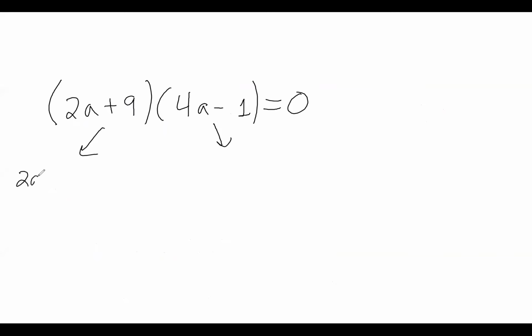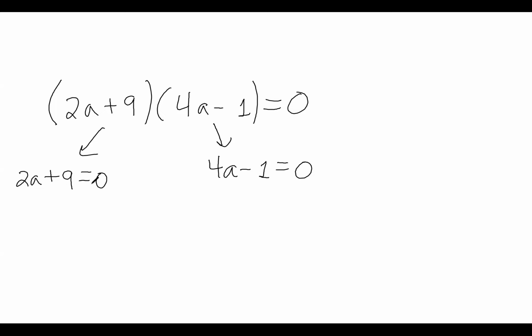So 2a plus 9 equals 0, and then 4a minus 1 equals 0. Solve each of those equations to get an answer for a. Now, a little tip: anytime you have a number in front of the variable, like 2a or 4a, you're going to be dividing at the end, and unless there's a GCF that you missed, it's not going to be a nice whole number, it's going to be a fraction. So we will be getting fraction answers here, just letting you know.